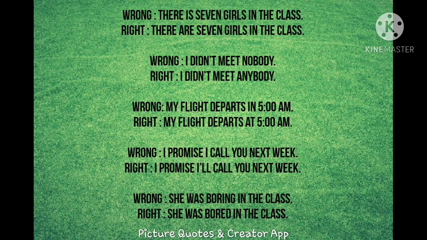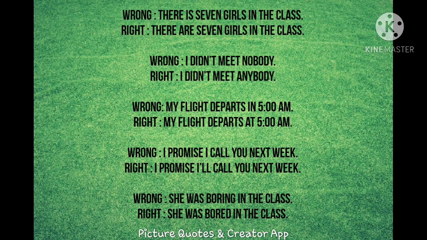The next mistake is common as well as a little bit confusing. The use of dummy subject "there." Look at the first sentence. "There is 7 girls in the class." Actually, it depends upon the subject that comes after that. "There" is a dummy subject. The real subject is "7 girls" in this sentence. So the real subject comes after that.